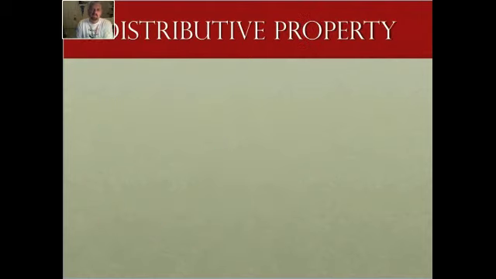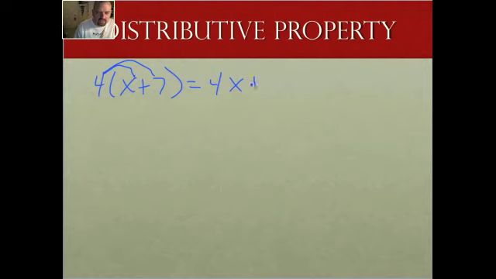All right, I want to talk about one more topic here. This is a quickie review of something you already know how to do, but that's to distribute. Now we know that if we have 4 times (x + 7), we can distribute that. Go 4 times x, 4 times 7, gives us 4x + 28.